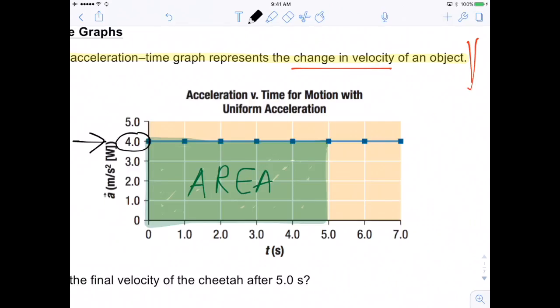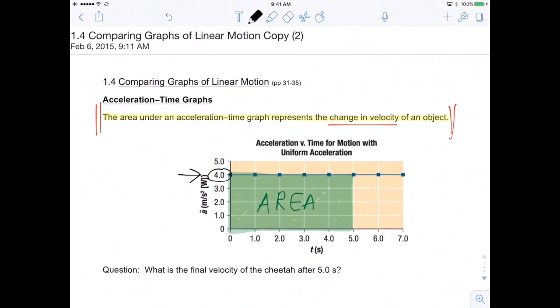So there's more information than just reading off an acceleration time graph. Another thing we can do is find the area under an acceleration time graph. And the area under an acceleration time graph represents the change in velocity of the object. And keep in mind, it's not the velocity of the object. I've underlined this because it's the change in velocity of the object.